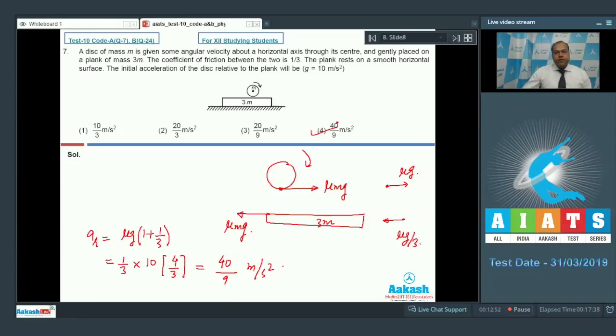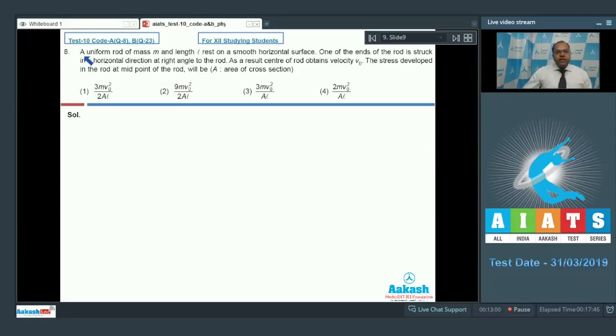Let's move to question number 8. A uniform rod of mass m and length L rests on a smooth horizontal surface. One of the ends of the rod is struck in a horizontal direction at right angle to the rod. As a result, the center of the rod obtains velocity v0. The stress developed in the rod at the midpoint of the rod will be, and A is the area of cross section. Let's analyze the situation.